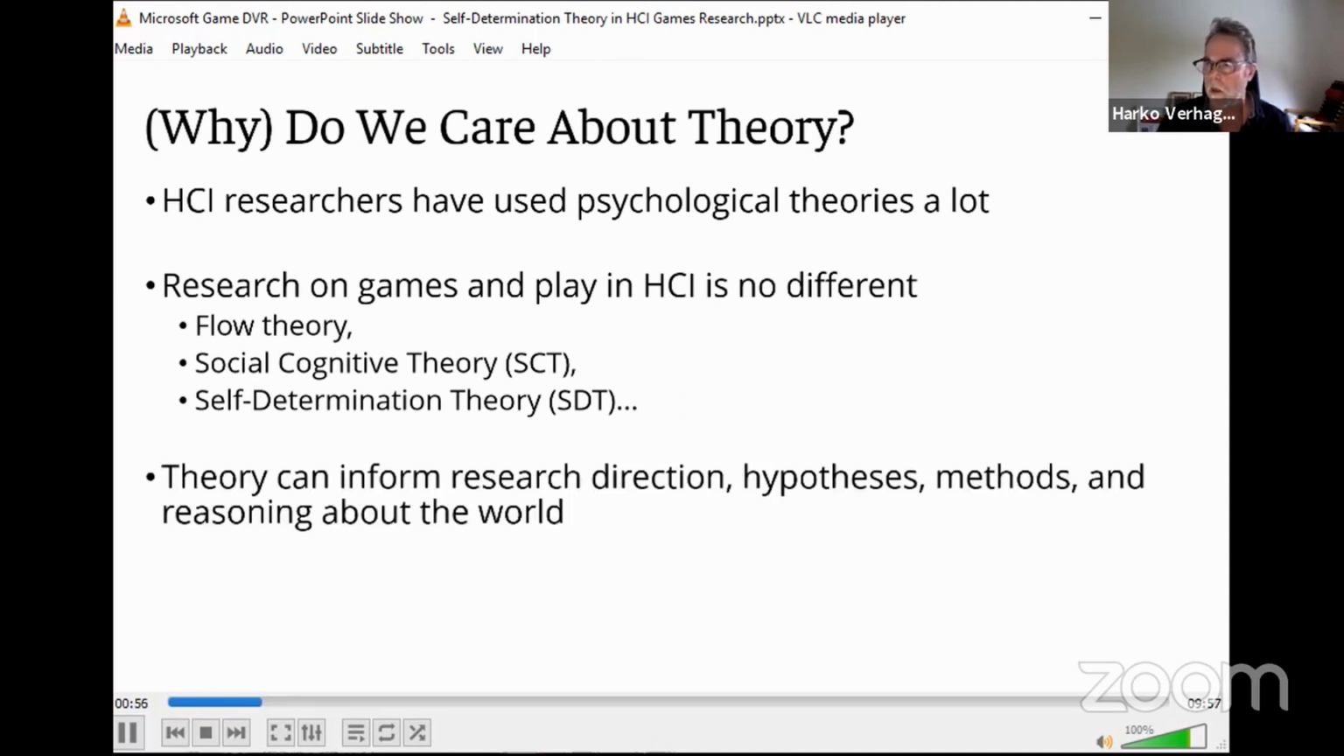But what theory does for us, I guess, is potentially anything. That's maybe overstating it, but theory can inform practically any stage of the research, from planning to writing up, research direction, hypotheses, methods, and reasoning about the world. Helps us understand both how things work and what has already been done and said.